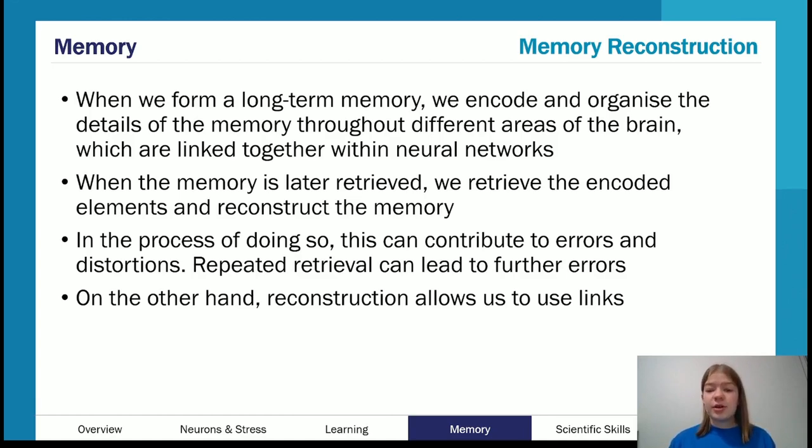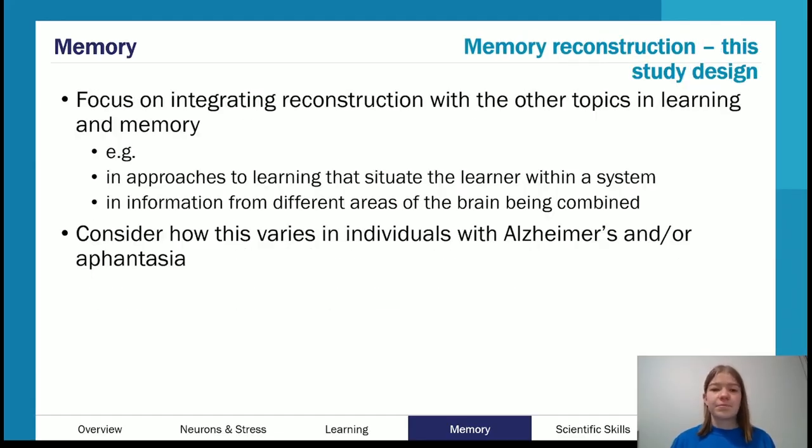In doing so, we're filling in the gaps, using links, but we can also have errors from this. In this study design, I would focus on integrating reconstruction with our other topics in learning and memory. For example, when we're looking at approaches to learning that situate the learner within a system, which we talked about a little bit before, and in how information from different areas of the brain can be combined. You'd also want to consider how this varies in individuals with Alzheimer's and/or aphantasia, who may have less information to lean on when it comes to doing this process.